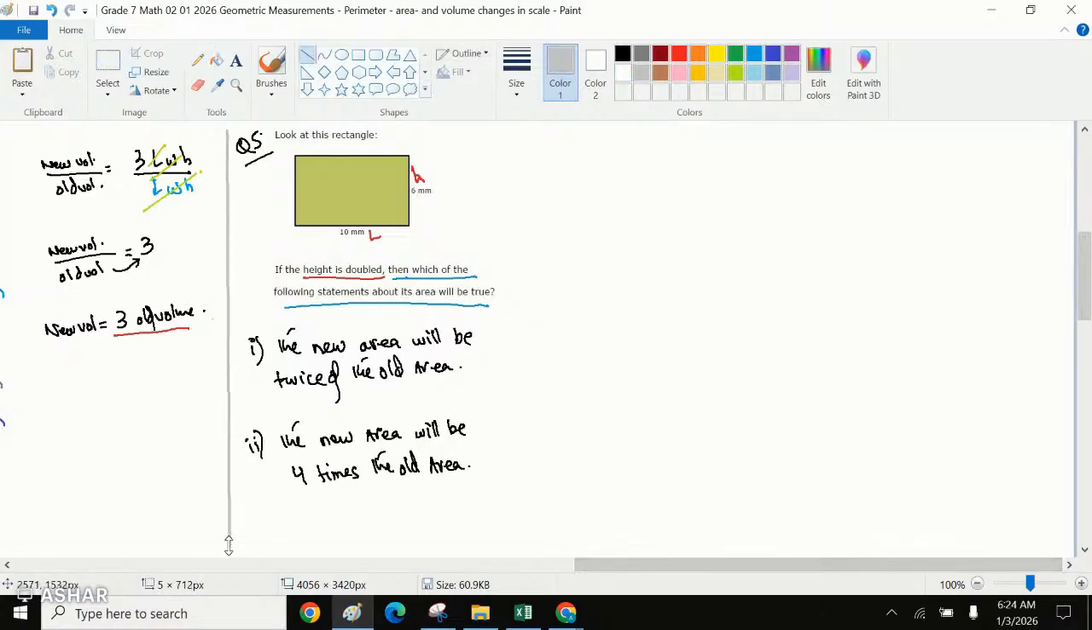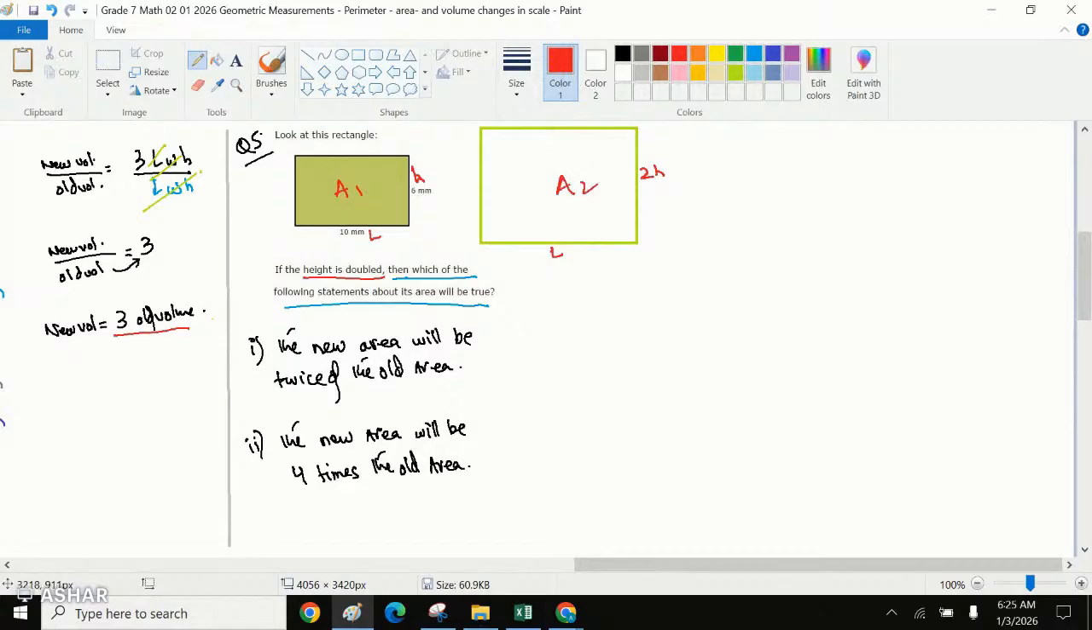I'll just make a partition over here. So if we have the same shape, but what is changed? The height is changed, right? So if I would say we have another shape like this. What happened over here? Length stays the same, but the height becomes 2h. So this is area 1 and area 2.